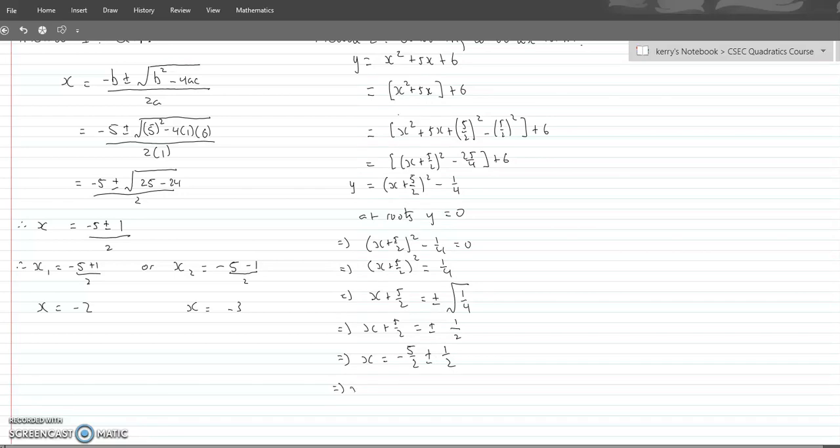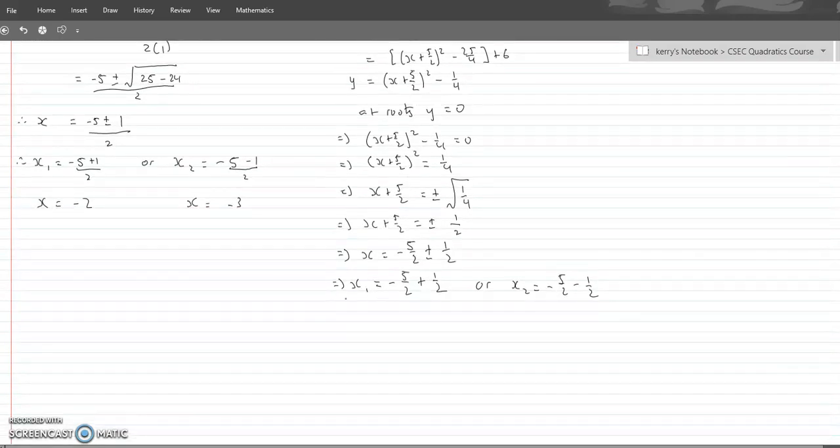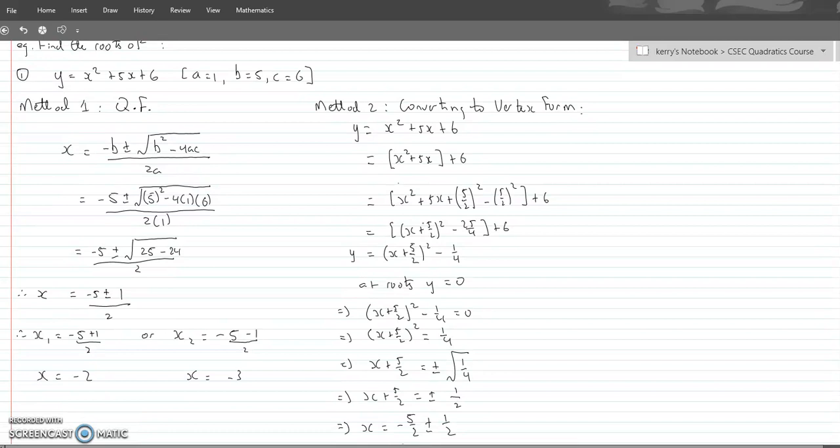So what this means is that x1 is equal to minus 5 over 2 plus 1 over 2, or x2 is equal to minus 5 over 2 minus 1 over 2. So minus 5 over 2 plus 1 over 2 gives us minus 4 over 2, which is negative 2, or minus 5 minus 1, minus 6 over 2, is minus 3, which are the same two answers that we have here. Now, clearly, the better method thus far is the quadratic formula.